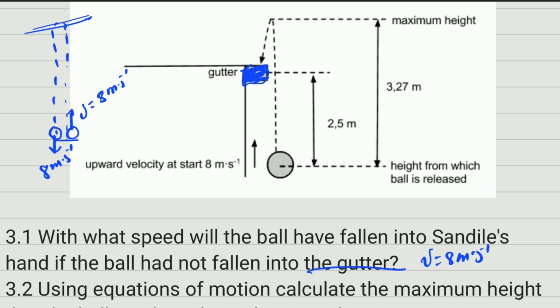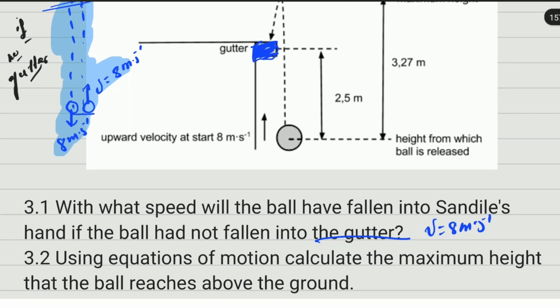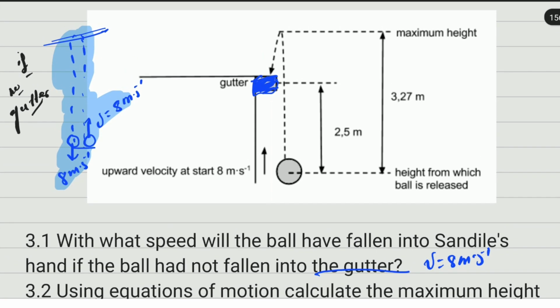So please note, this picture I have here on this side is only if there was not a gutter. Okay, so I'm going to write it there: if no gutter. Okay, so now carry on. Using equation of motion, calculate the maximum height that the ball reaches above the ground. So we have to calculate the maximum height above the ground.